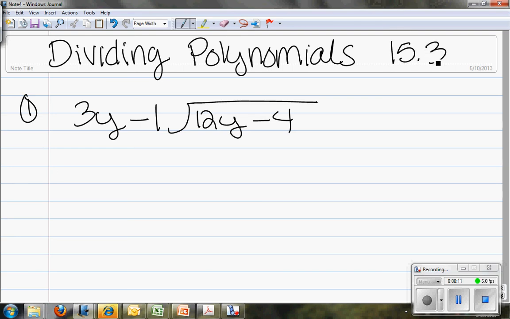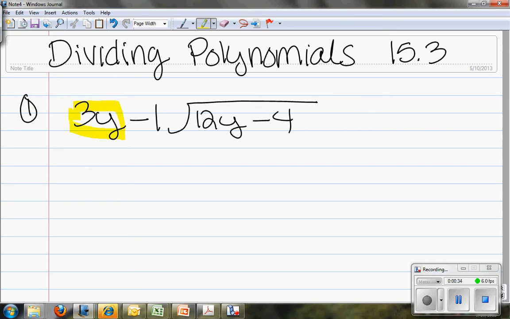Polynomials. Hopefully you've already done your long division problems, and so now we're going to be doing long division with polynomials. It looks scarier than it is, but the concept is exactly the same as dividing regular numbers with long division. So the first thing that we need to take into consideration is that when we're dividing, we have this here, the 3y minus 1, a binomial, by another binomial.